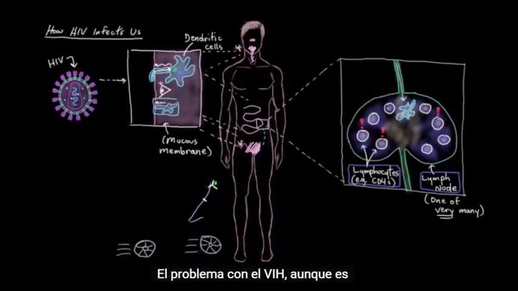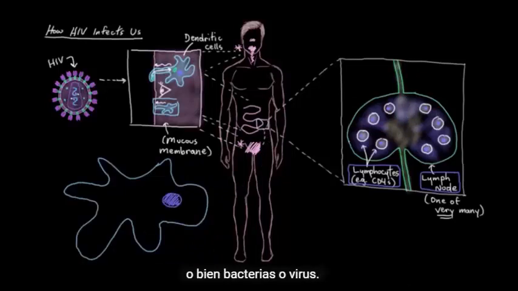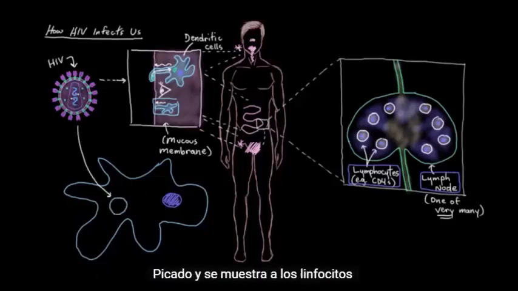The problem with HIV, though, is that it's not quite like the other pathogens, either bacteria or viruses. I mean, some of it gets degraded, right, chopped up and displayed to the lymphocytes in the lymph node here, sure. But some of the HIV actually gets transmitted to the lymph node intact, which is no good. And I'll tell you how that happens.